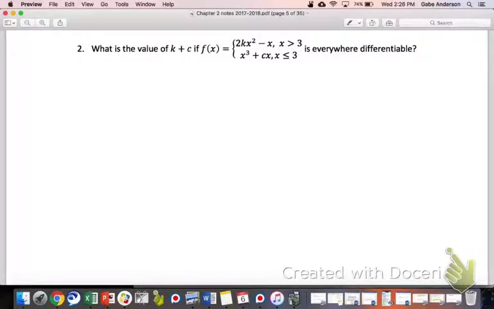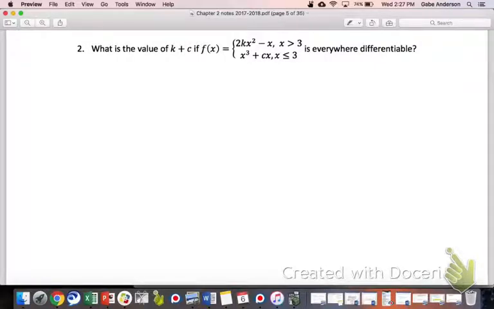So let's read this. It says, what is the value of k plus c if f of x equals that piecewise function is everywhere differentiable? So essentially what we have here is a parabola, that's the top piece, and a cubic, that's the bottom piece, and we want to figure out what the k and the c would have to be so that these two functions are continuous, right? There's no jumps or removable discontinuities or anything like that. And not only that, but there's no sharp points either. So it's a smooth, continuous curve. We want to figure out what the k and the c are.